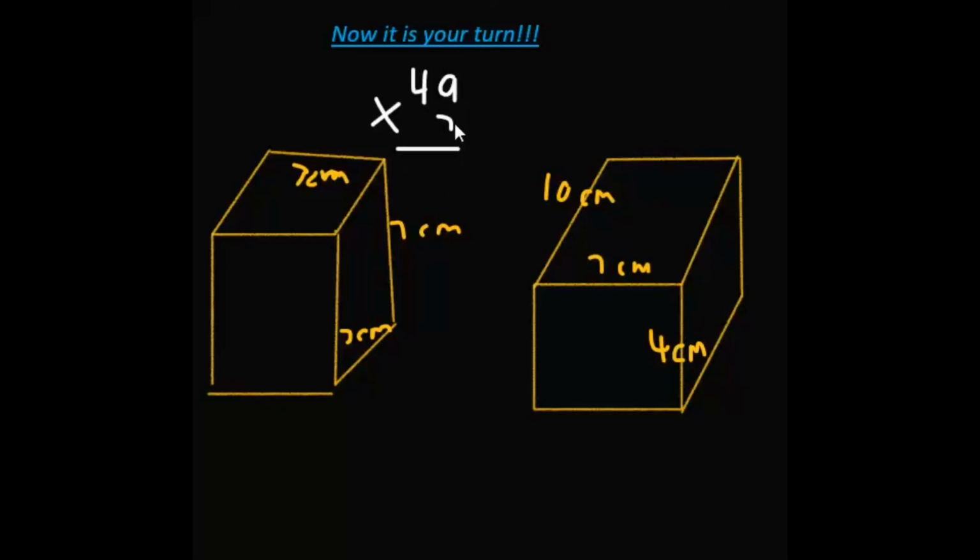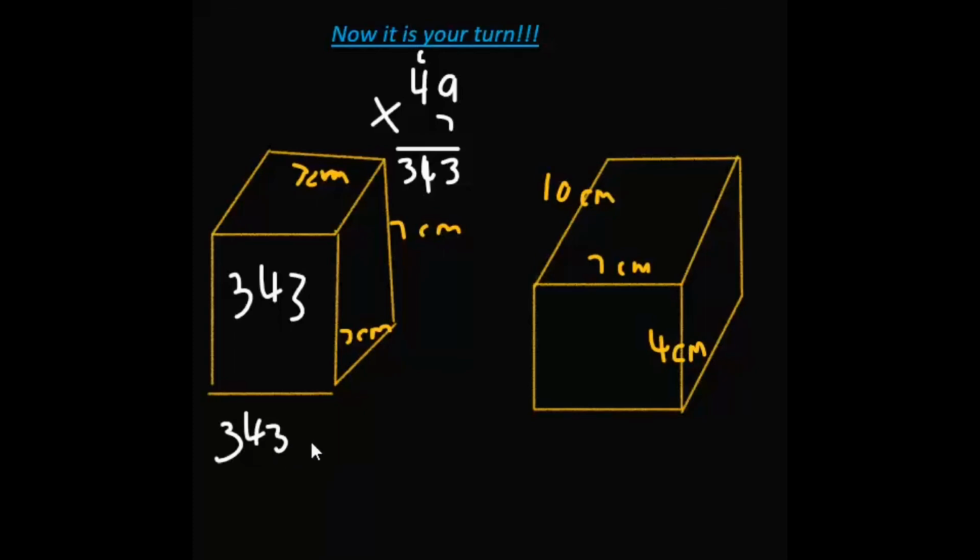9 times 7 is 63. Let's put that 6 up here. Just pretend that's a 6, okay? And then 7 times 4. 4 times 7. 7, 14, 21, 28. 28 plus 6 equals 34. 34. Ooh, that's a big area. Okay, so now we found an area of 343. 343. Let's write that down as our final answer.